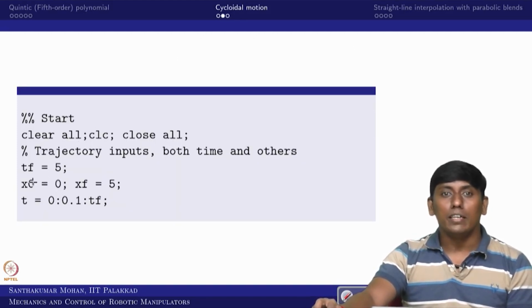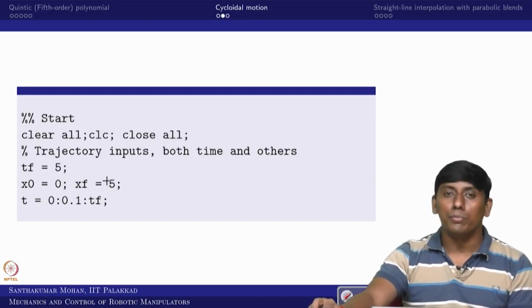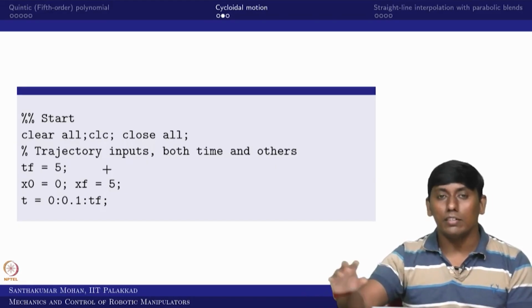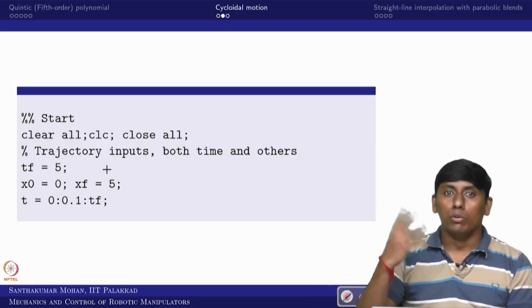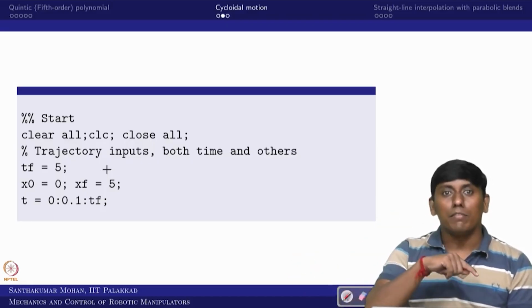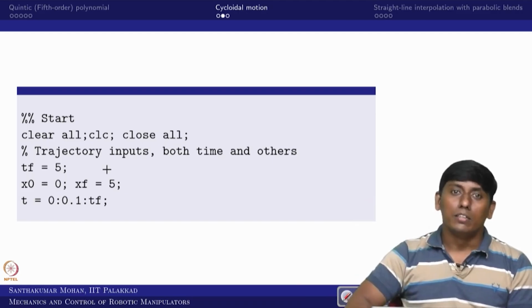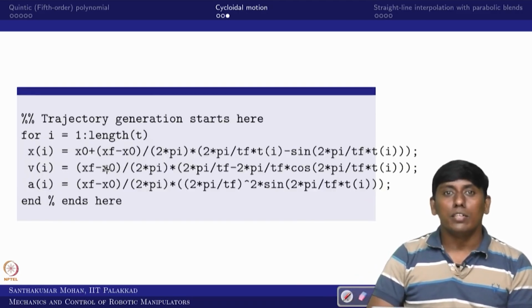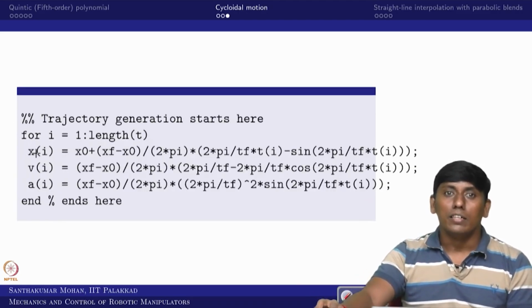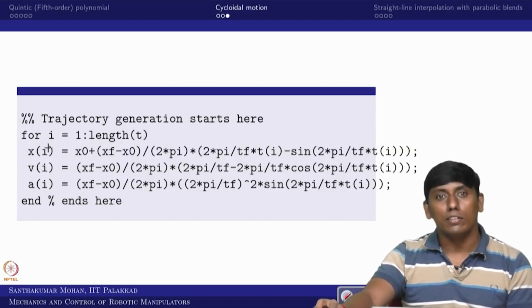So the only things here, x0 and xf, are the input, because for the cycloidal profile we assume it starts from rest and ends again at rest, in the sense that it is going to stop. So no further motion. It is starting from rest and going to end at rest. That is what the segment says. In that sense we can generate the position, velocity and acceleration in this form.